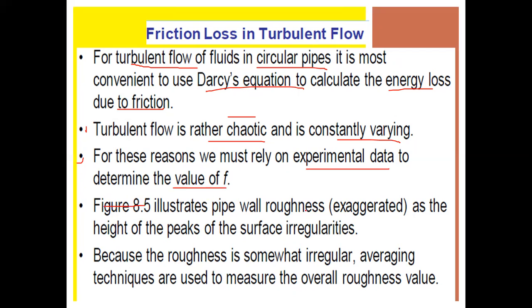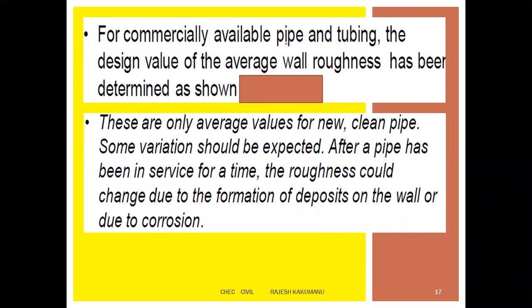The pipe wall roughness is the height of the peaks of the surface irregularities. Because the roughness inside the pipe is somewhat irregular, averaging techniques are used to measure the overall roughness value. Next, for commercially available pipe and tubing, the design value of the average wall roughness has been determined. These are only average values for a new clean pipe. Some variation should be expected.